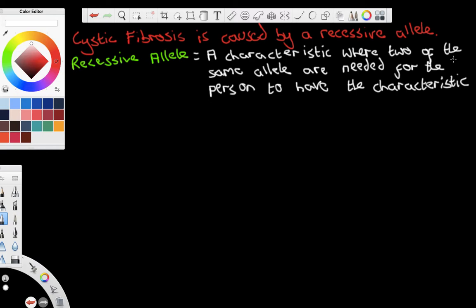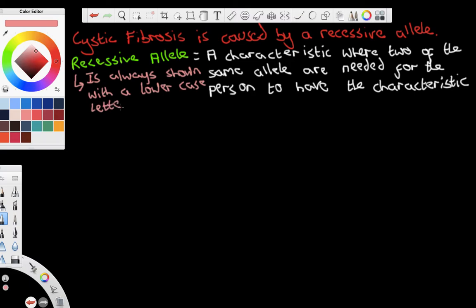Now, I am going to write here, it might not make much sense at the moment, but it will later on. A recessive allele is always shown with a lowercase letter. Okay.